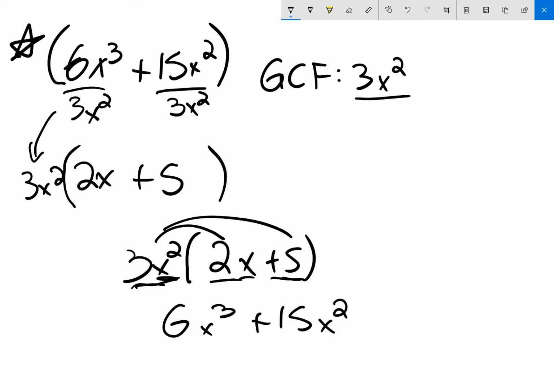So that's the reason why, whatever the GCF is, whatever you're dividing by, you have to put it out front. Because if you don't put it there, then there's nothing for it to distribute back into. So make sure the GCF goes out front, and make sure you divide cleanly to get the leftover part in the parentheses.